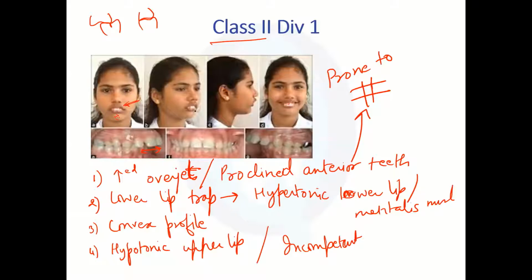Now, because there is altered activity, the upper lip becomes hypotonic and the lower lip becomes hypertonic. There is a hypertonic lower lip, there is lip trap, and there is increased mentalis activity. Dr. Deepika has asked, ma'am, when both options, hypertonic lower lip and hypotonic upper lip, are there, what to choose? That will depend on what kind of question is asked. We will have to see the question, and what the examiner wants to assess by that question.